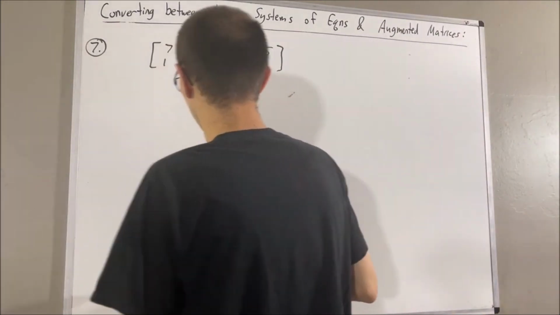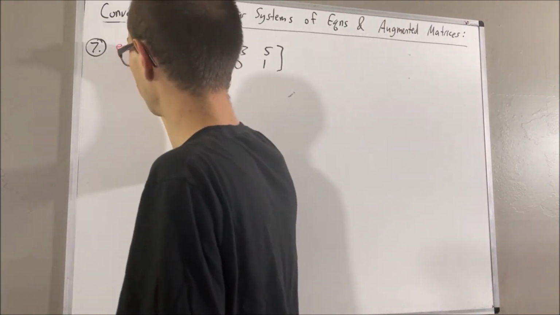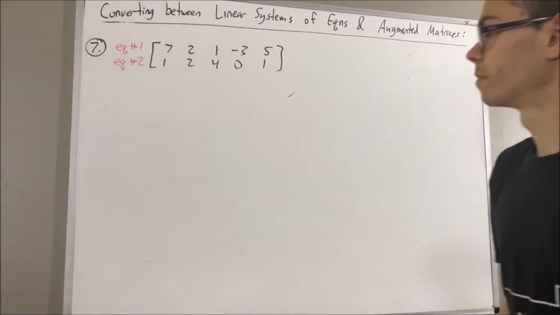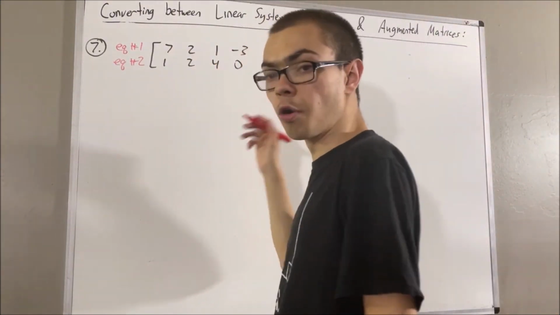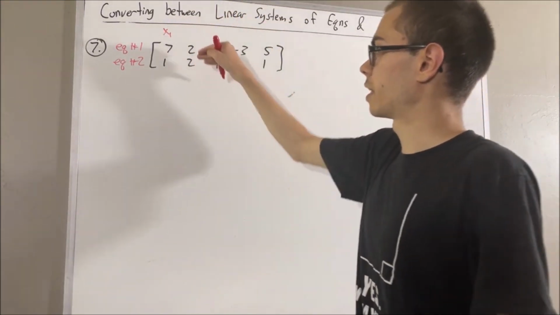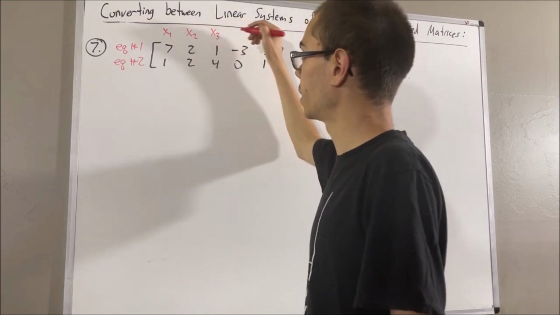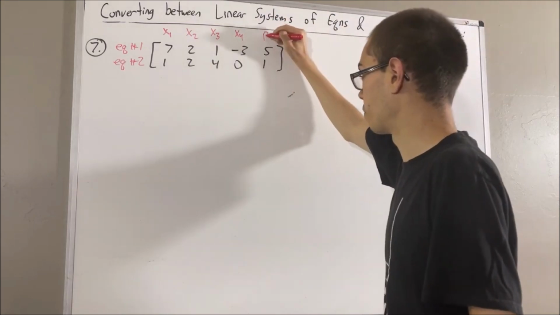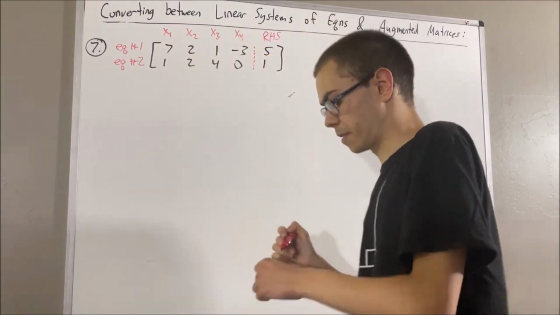Convert the augmented matrix into a linear system of equations. So to start out, we know that the rows correspond to our equations. So the first row will be our first equation. The second row will be our second equation. Okay, and as for the columns, we know our first column will correspond to coefficients in front of a variable. I'll call that variable x1. The second column will be coefficients in front of x2. Third column, coefficients in front of x3. Fourth column, coefficients in front of x4. But remember, that last column is reserved for numbers on the right-hand side of each equation. And I'll put a little divider there.